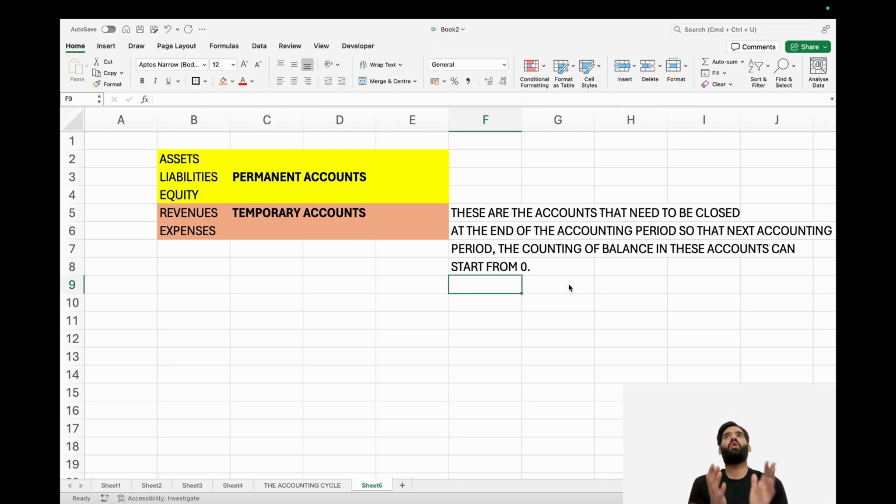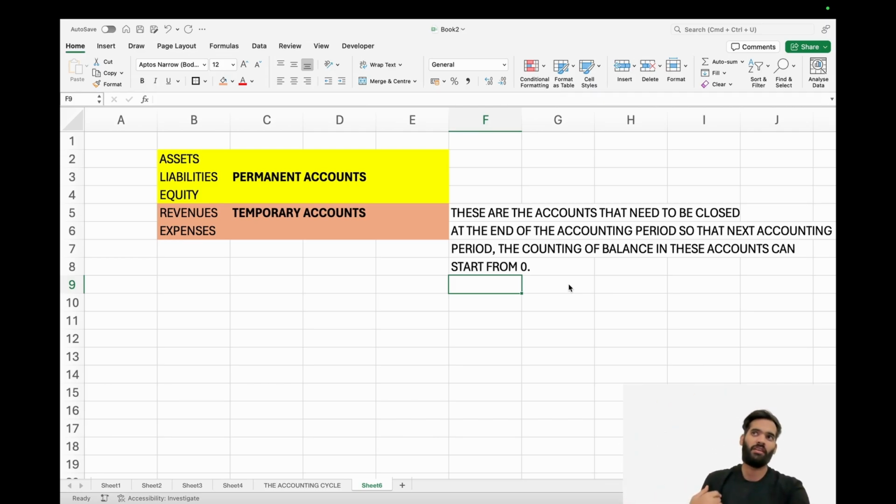I don't want these accounts to already have some money or numbers left over from what I made this year. I want to empty those accounts. So next year I can count the revenues and expenses for that accounting period separately. So there you go. This is the logic behind temporary accounts and permanent accounts. Permanent accounts are accounts we cannot close because what I have this year is exactly what I'm going to have the next year. So it's not related to time period.